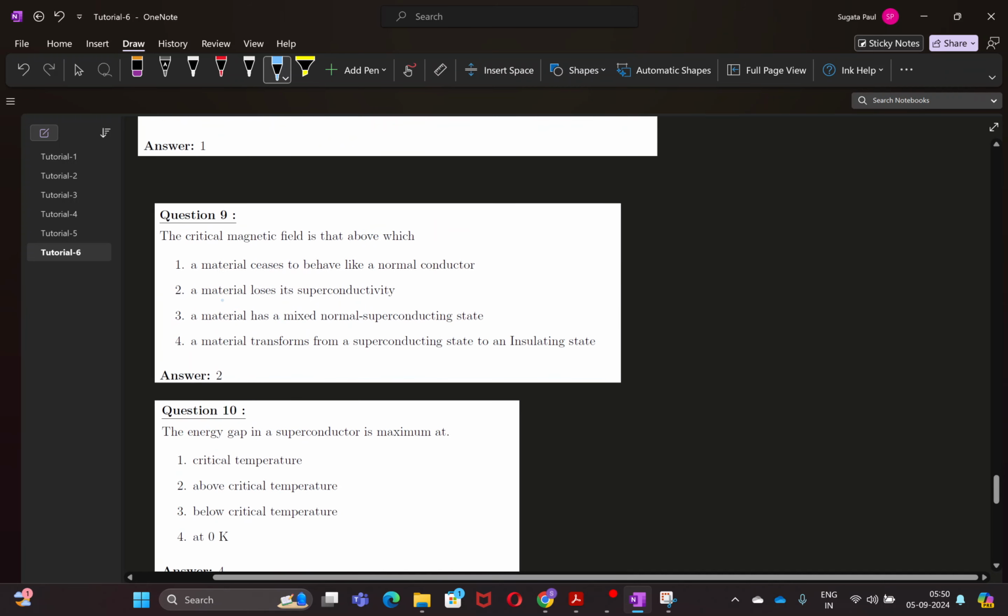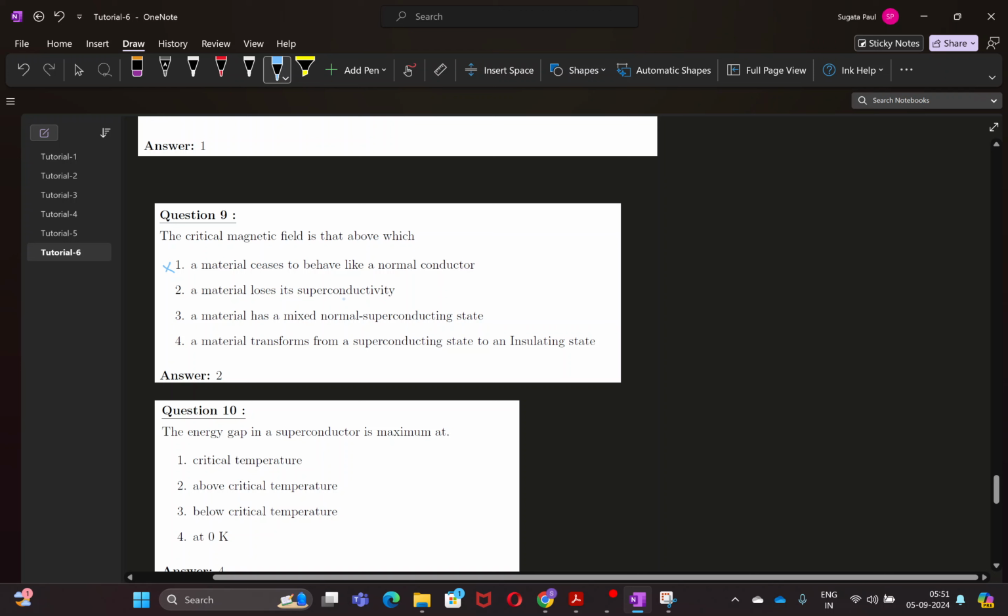Then question number 9: the critical magnetic field is that above which, number 1, the material ceases to behave like a normal conductor. This is false, because we know that above the critical field the superconductor turns into a normal conductor, not the other way around. So it has to be that it ceases to behave like a superconductor. So the first one is not right.